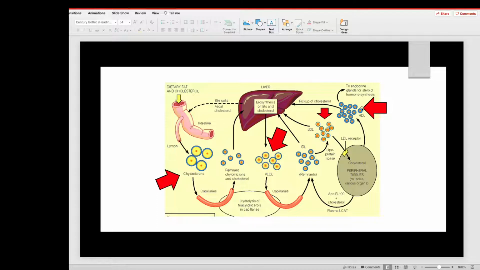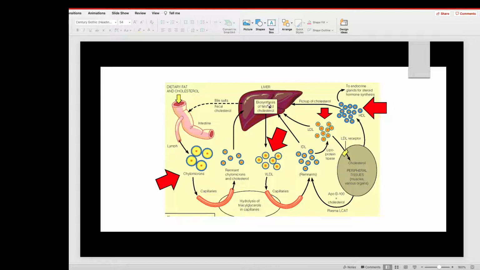So then we also have these HDLs, which are high-density lipoproteins, and these are the good guys. These are the heroes of the story. These are the guys that are going to pick up circulating cholesterol, or they'll pick up triglycerides from different tissues, and they'll bring them back to the liver to be metabolized and to be removed. So the LDLs and the VLDLs drop off the nasty stuff, and the HDLs pick up the nasty stuff and get rid of it.